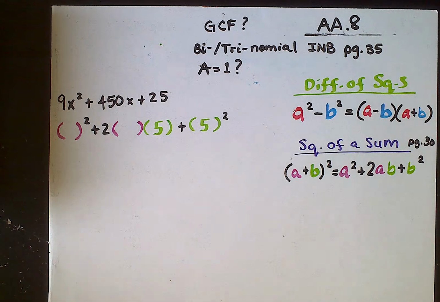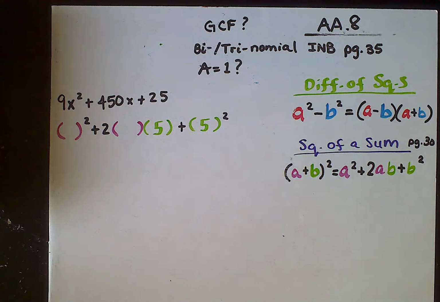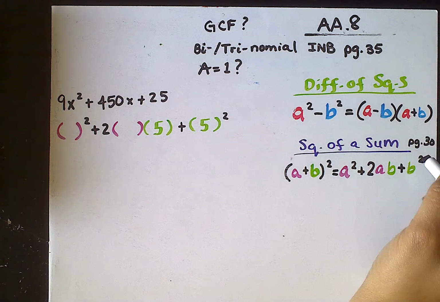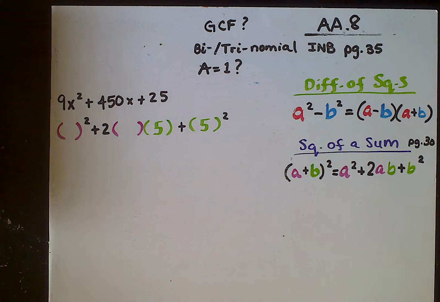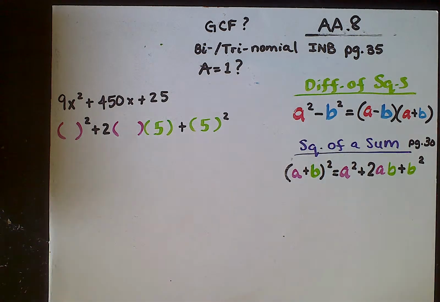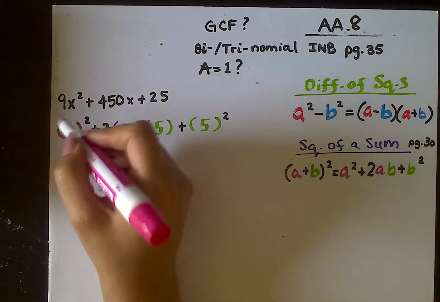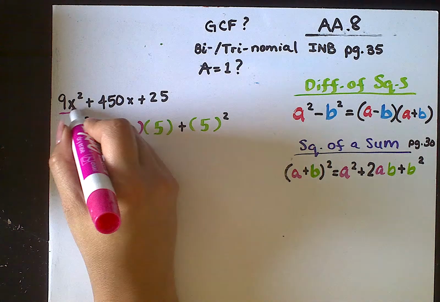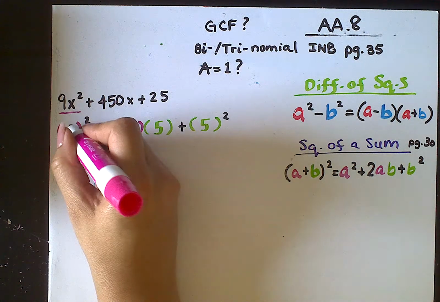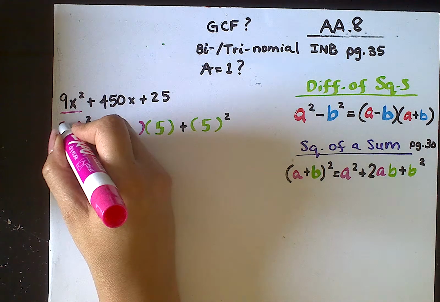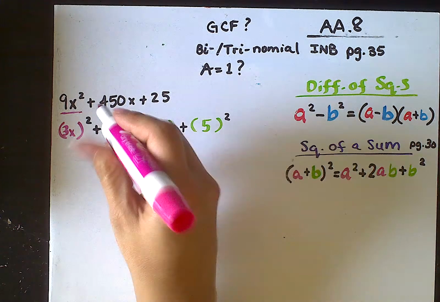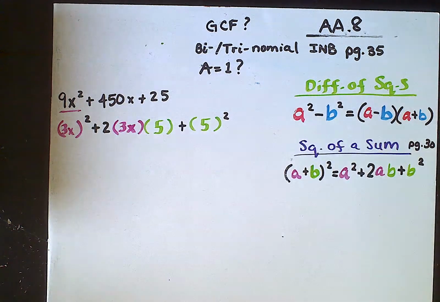And again, before I continue, this is on page 30, and we had a couple of examples of it. Now, let's come back over here to the pink. Now, I want 9x squared. Obviously, x times x is x squared, but 3 times 3 is 9. So, there we go.